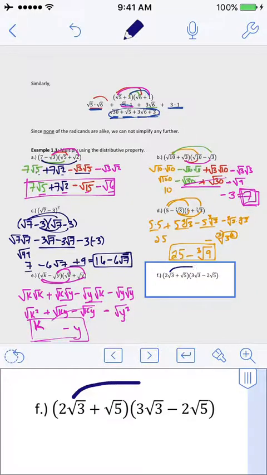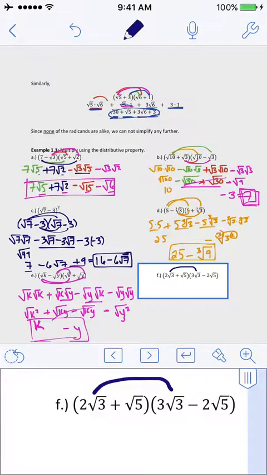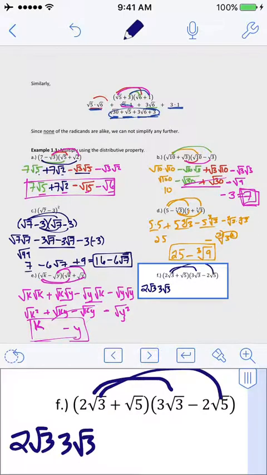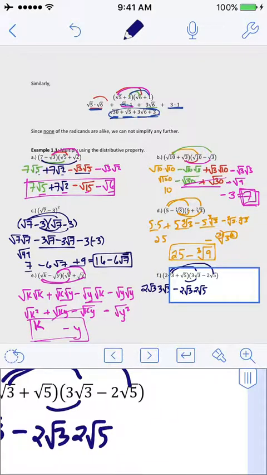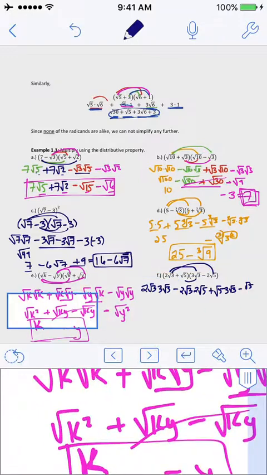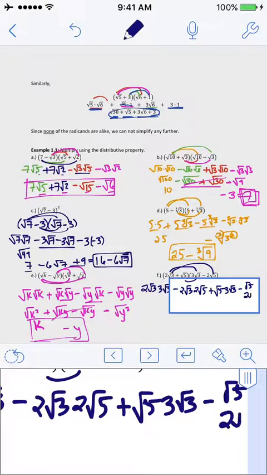So I've got 2 root 3 times 2 root 3 times 3 root 3. That would be 6. Oh, let's just write it up. 2 root 3 times 3 root 3. And then you get this one plus, no, it would be a minus because that one's negative. 2 root 3, 2 root 5. And then you have these two plus root 5, 3 root 3, plus minus root 5, 2 root 5, sorry about that.